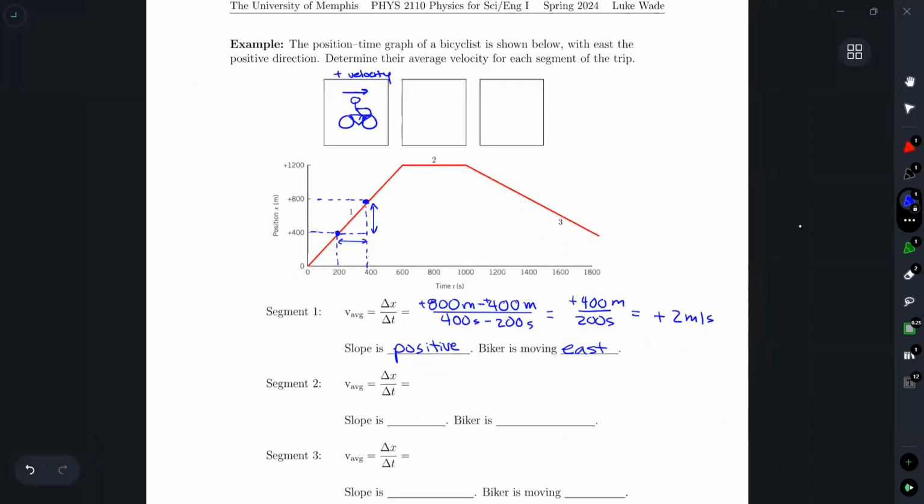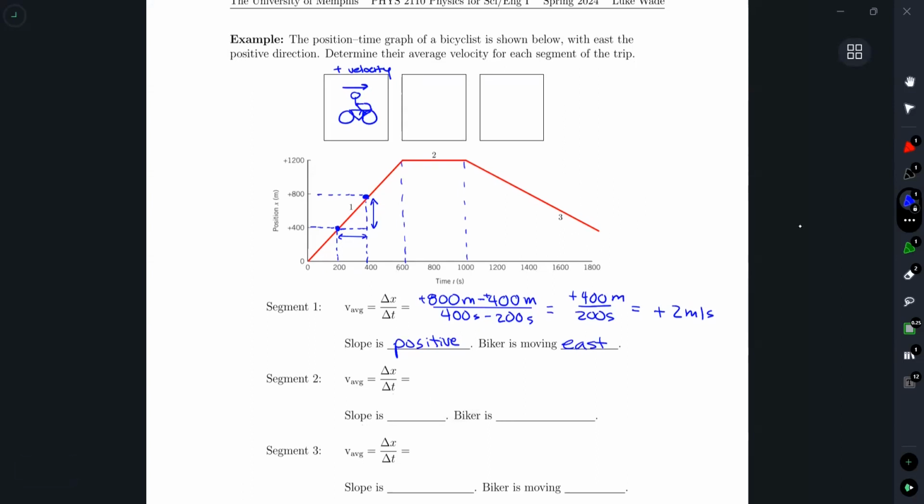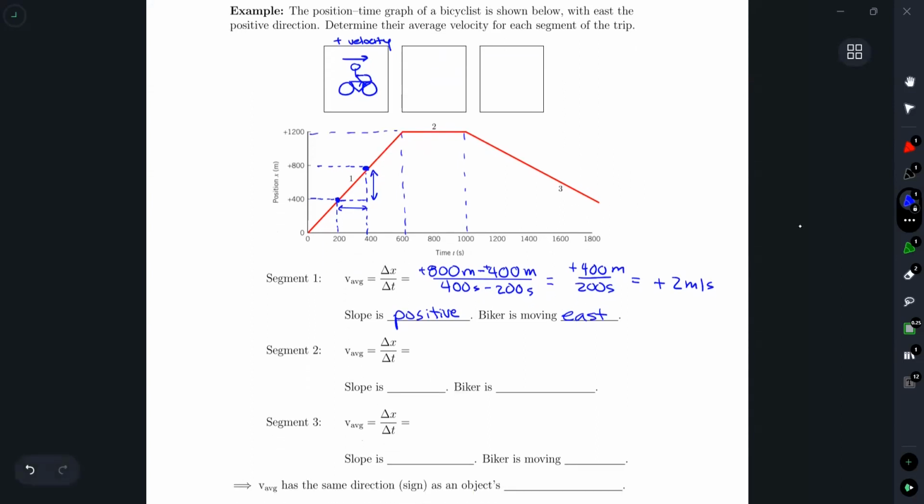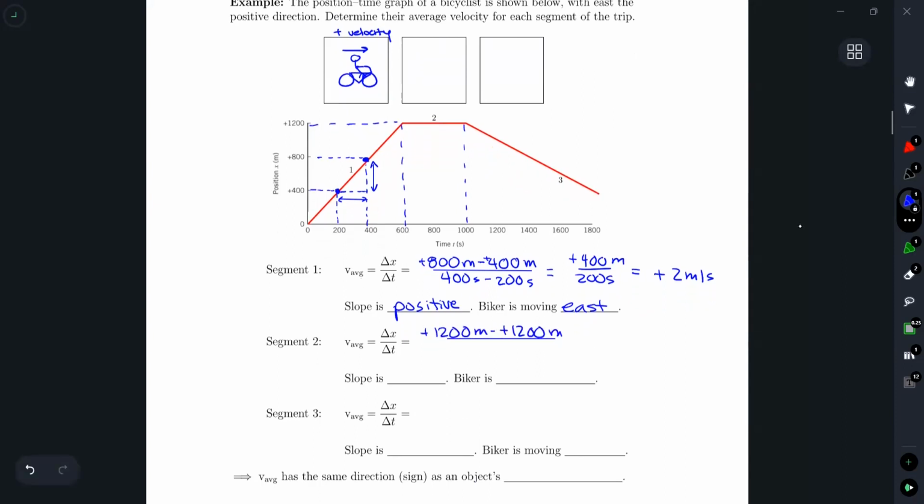Lord. Segment 2 is pretty easy. What's his average velocity? 0. 0, right? You can read that right off the graph. Between any two times in this segment, we're not seeing any change in position. If I wanted to do the calculation, I could say he was at 1,200 meters at the end of that segment and at the beginning. And that was between 1,000 and 600 seconds, but I really don't need to realize that that's going to come out to 0 meters per second.